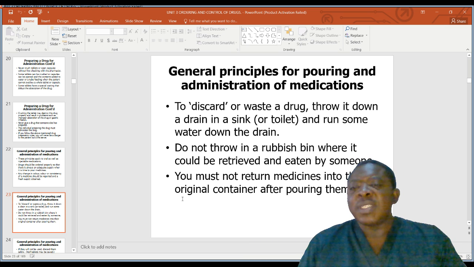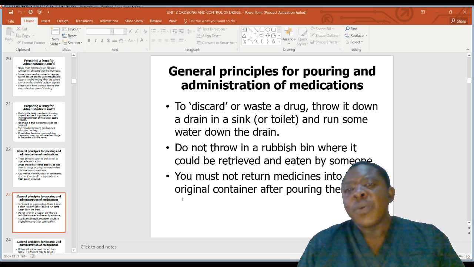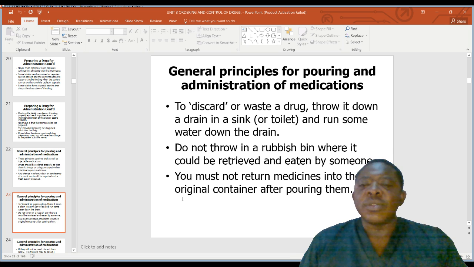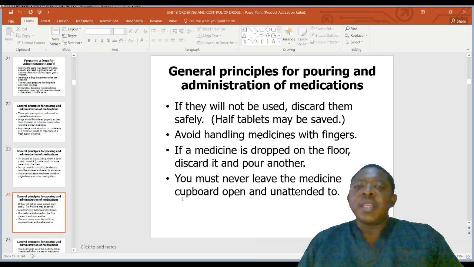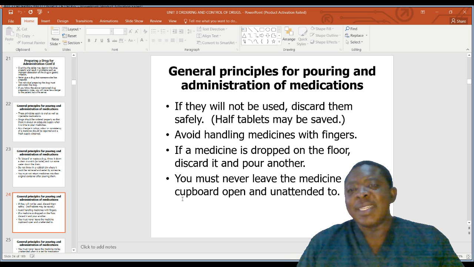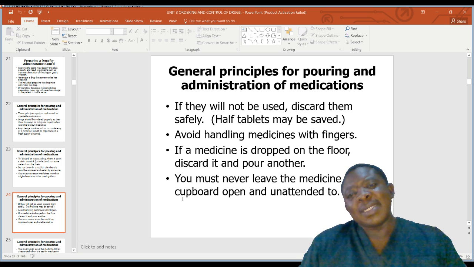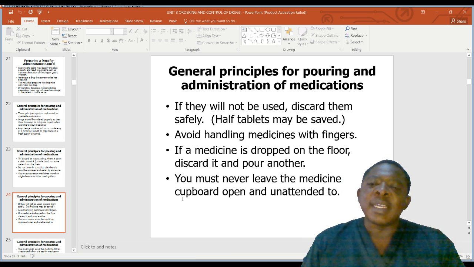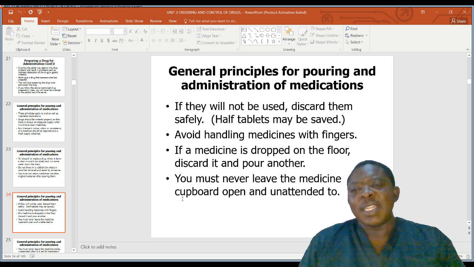You must not return medicine into its original container after pouring it. When you have poured the drug out, you should not return it to its original container. If it will not be used, discard it safely. Half tablets may be saved. You need a system of saving those tablets, where, if you had cut one in half, you keep the piece retained. Otherwise it may break down and you may not find anything of the piece you left.